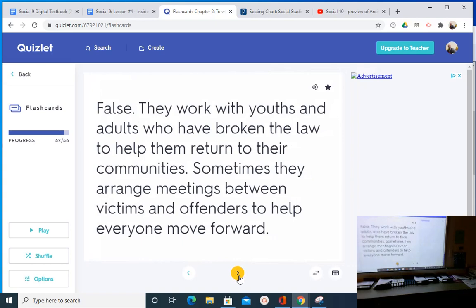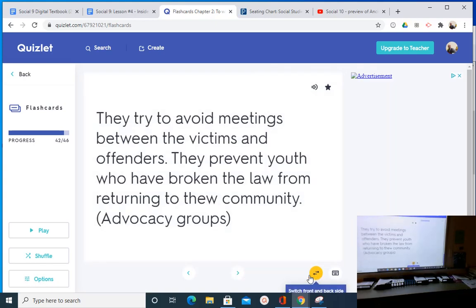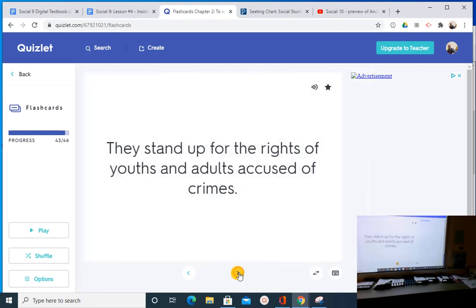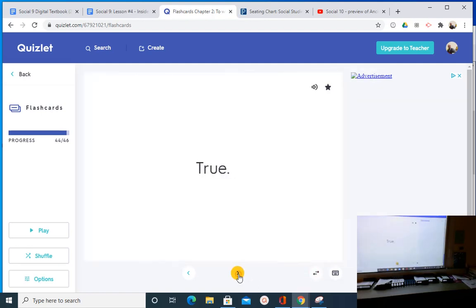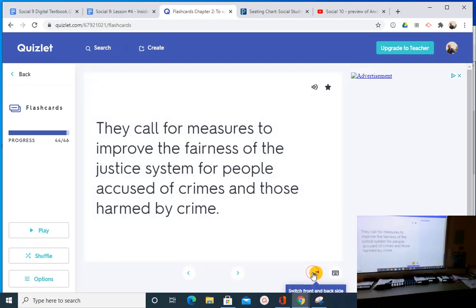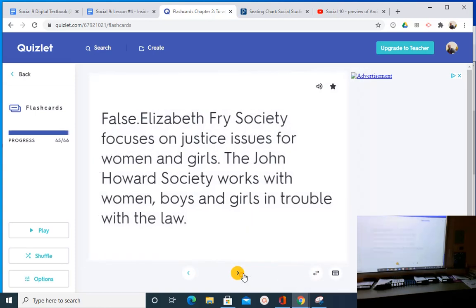It's true. Next up, they try to avoid meetings between the victims and offenders. They prevent youth who have broken the law from returning to the community. That's not advocacy groups. Next card, they stand up for the rights of youths and adults accused of crimes. That's true as well with them. And they call for measures to improve the fairness of the justice system. That's also true about them.